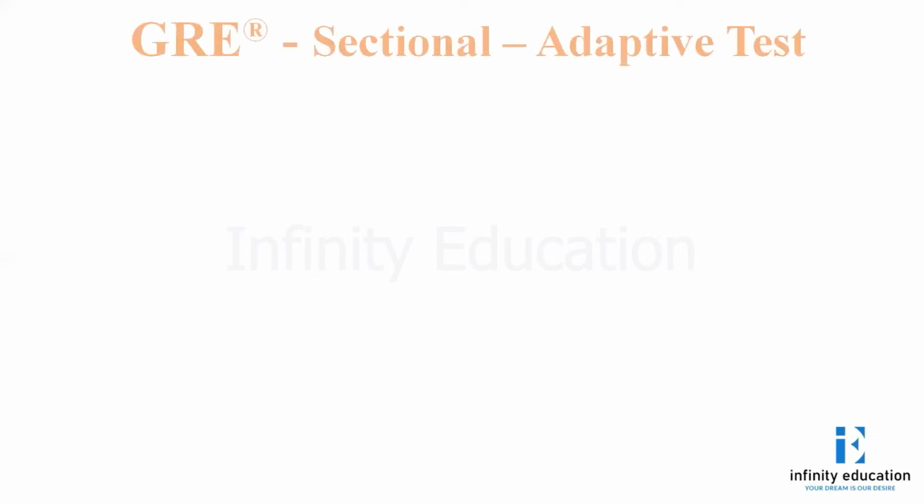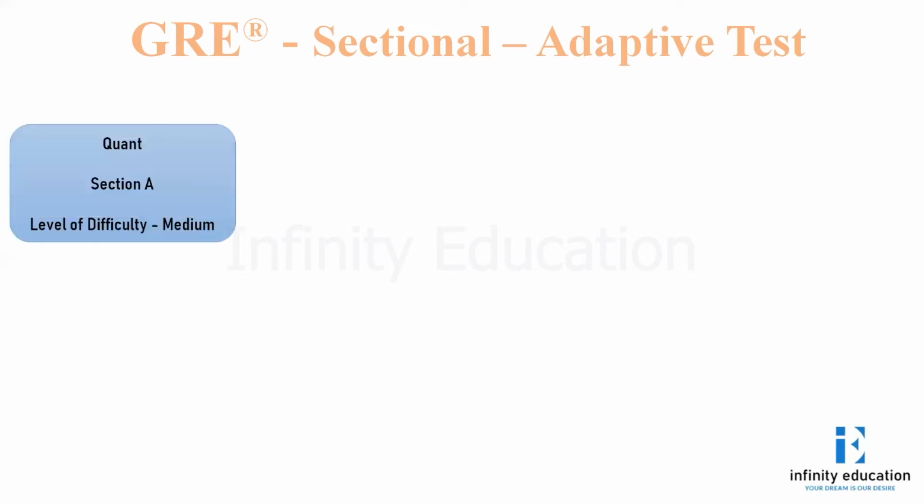Now, when we talk about the score of 130 to 170 and a total score of 340, the calculation is not that simple, and there is something we call the GRE a sectional adaptive test. The reason behind this is that the GRE adapts itself depending on a student's performance in individual sections. Let's understand it in this way.